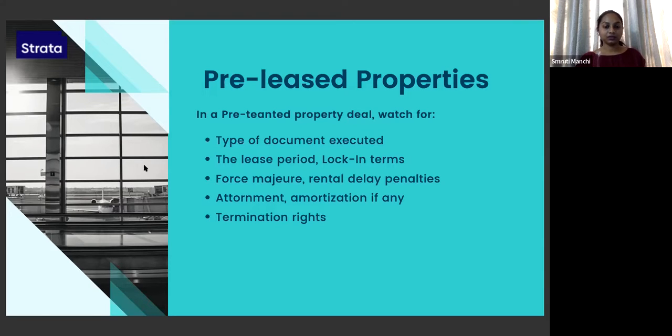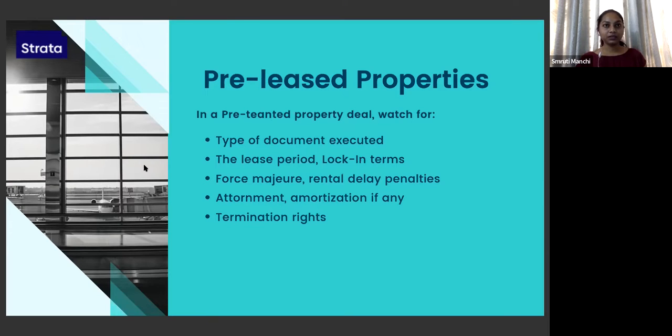There is very little difference between a lease and a rent model, but leave and license and lease are definitely very different in principle. So you have to ensure that you know what rights you are getting into in that pre-leased property transaction.